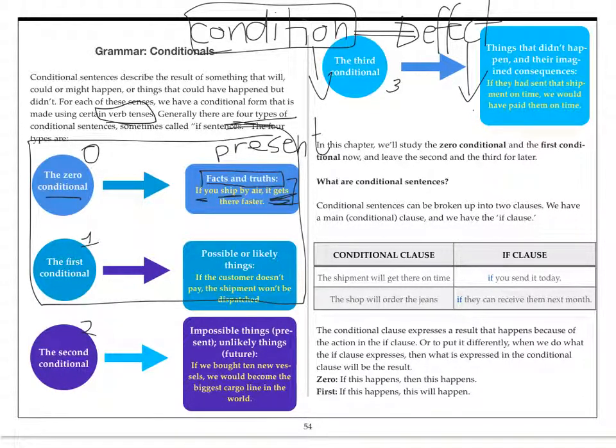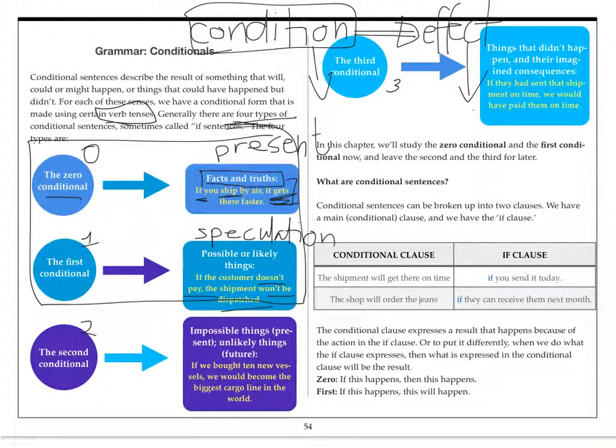The first conditional is when we want to express something that is likely to happen, something that is possible, right? Something that we think could happen or might happen or will happen, right? So, if you have a look at the example there, if the customer doesn't pay, the shipment won't be dispatched, right? This is where we are speculating. We also use it for speculation.